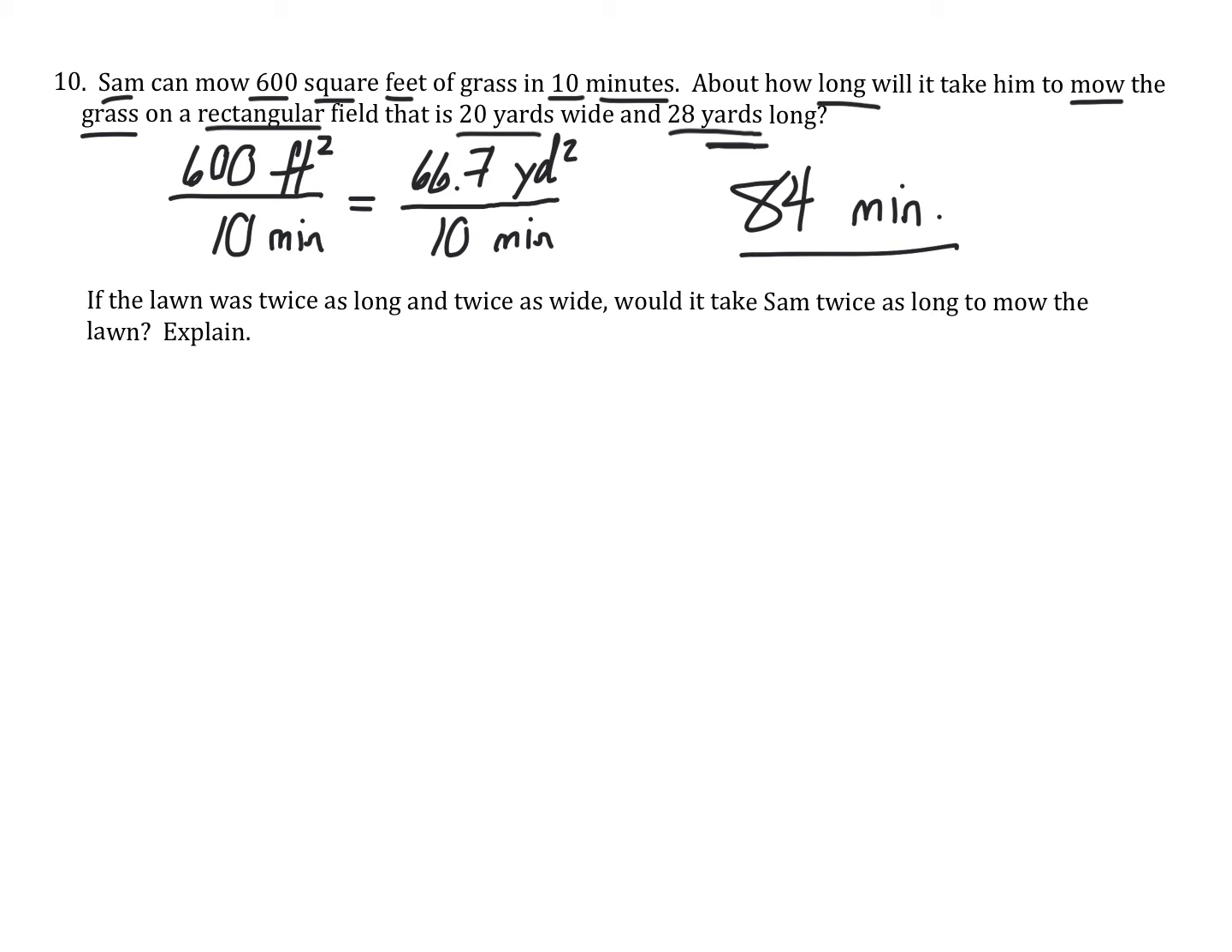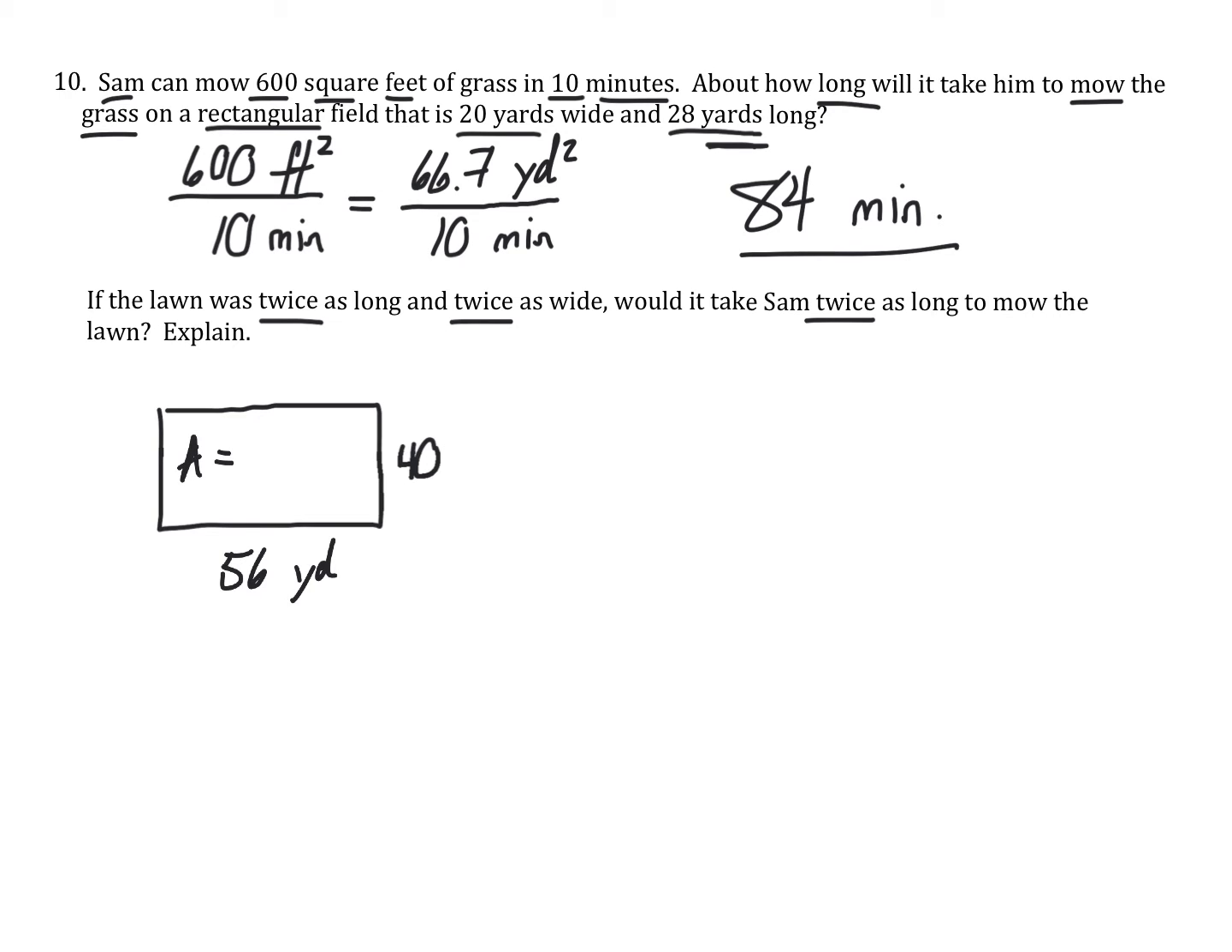Now, for the second part of the question, they want to know if the lawn was twice as long and twice as wide, would it take Sam twice as long to mow? So, we can work through the math. We'll expand the lawn, and instead of 20 by 28, now let's say it's 40 by 56 yards. So we can do the same thing. We can figure out our area, which is 2,240 yards squared.